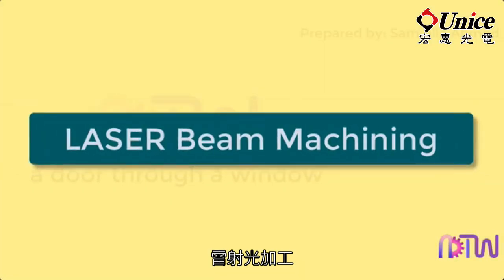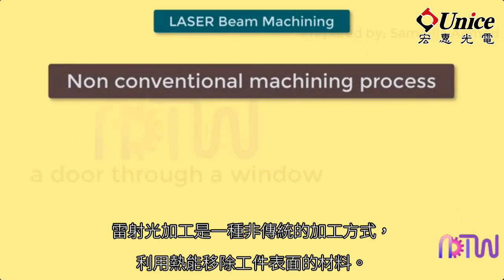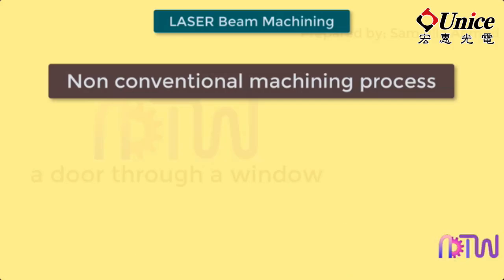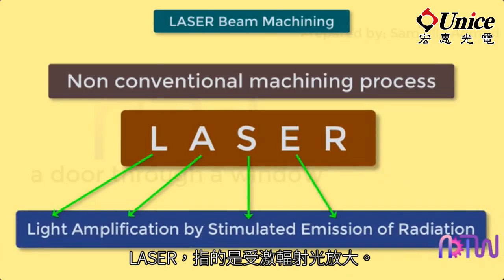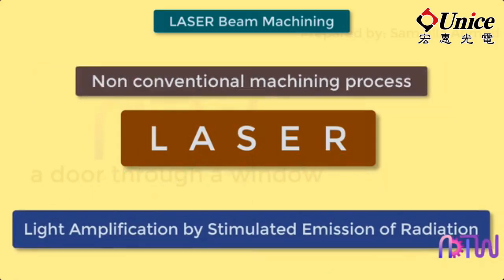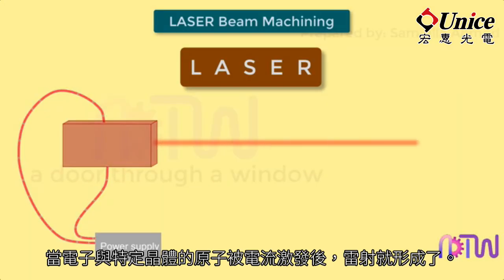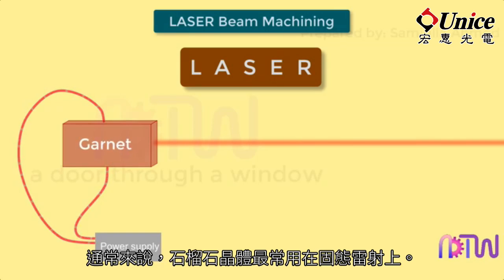Laser beam machining is a non-conventional machining process in which material is removed from the workpiece surface using heat. Laser stands for light amplification by stimulated emission of radiation. A laser is produced when the electrons in atoms of special crystals are energized using electric current. Generally, garnet crystals are most commonly used in solid-state lasers.